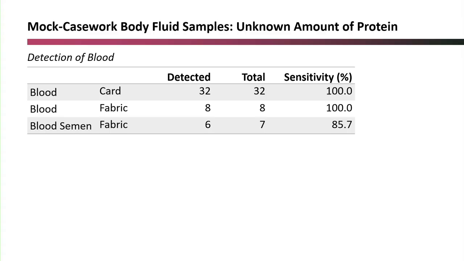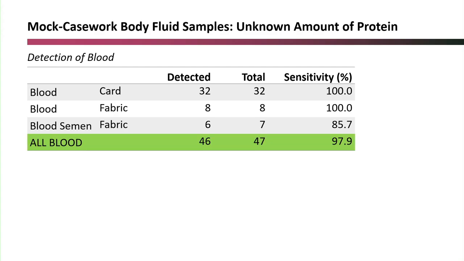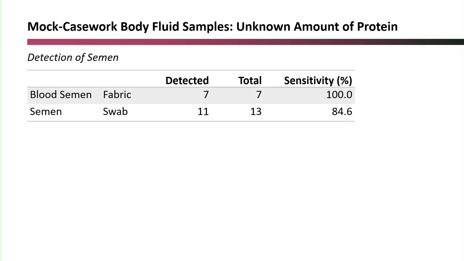Sensitivity on those was 100%. Fabric was also 100%. For the blood and semen mixtures, we had 7 of those, and we got full detection for 6 out of 7. One of them didn't quite get a full panel. We're missing a peptide, so the sensitivity there is about 85%. It's 97% sensitivity for all those blood samples taken together.